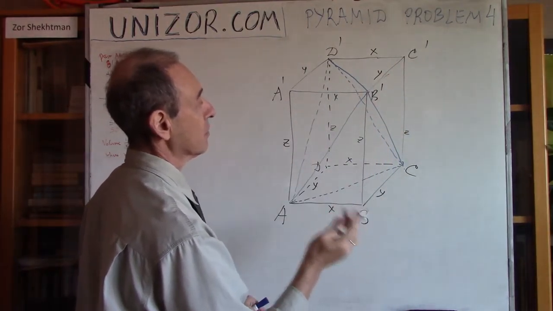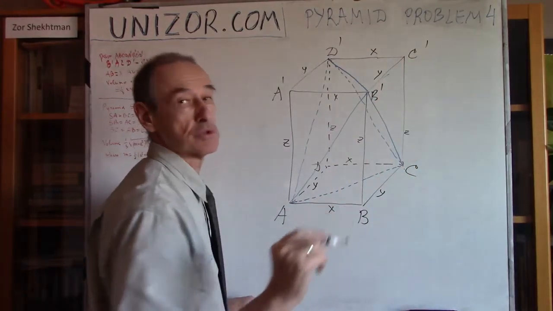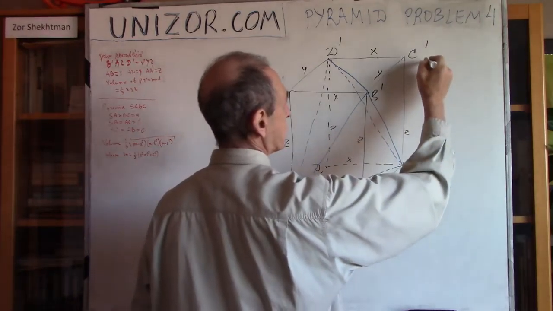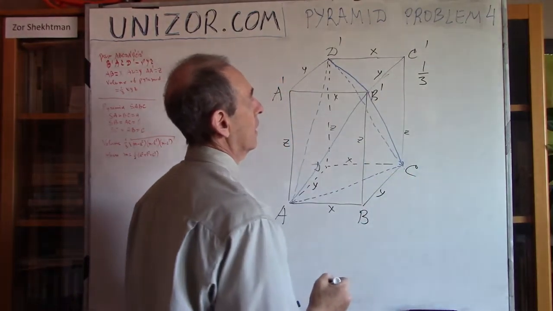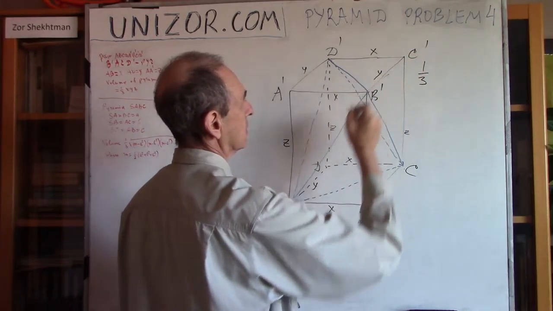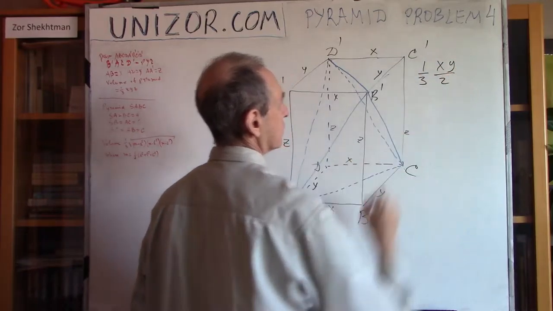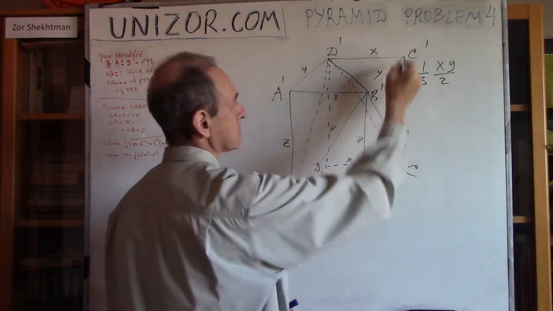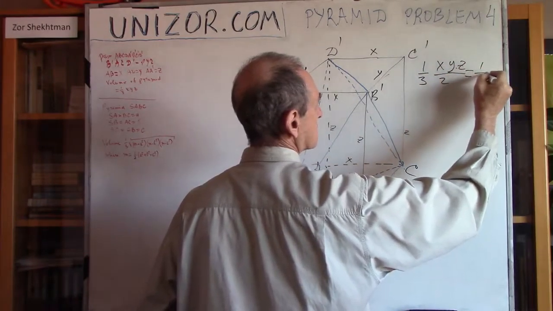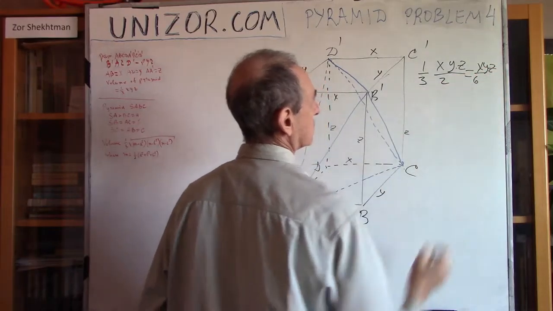Now let's think about every other. Well, let's start from this one and then we'll go to the others. What's, for instance, the volume of this pyramid? It's 1/3 times the area of the base, which is X by Y, the two legs of the right triangle, so it's XY divided by 2, times the altitude, which is Z, which is 1/6, well, XYZ divided by 6.